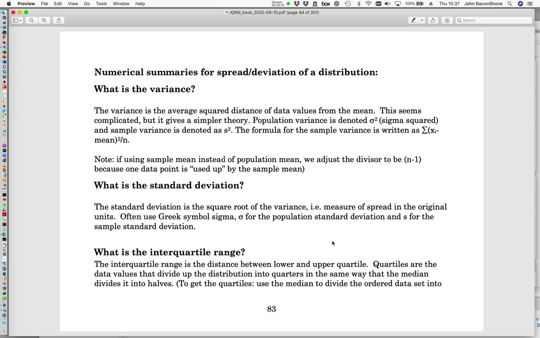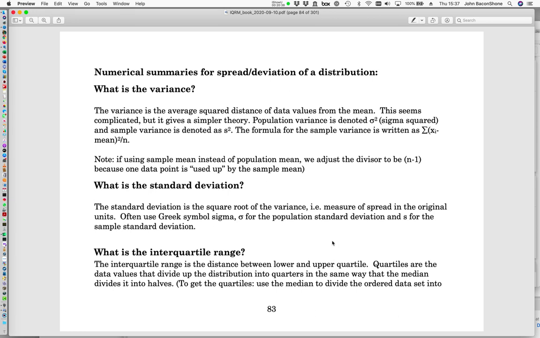Now, the population variance we usually denote as sigma squared. So this is one form of the Greek sigma. This is the lowercase sigma, which looks a bit like a 6. So sigma squared is the population variance. And the sample variance, so the variance calculated on the sample, is what we call S squared. And the formula for the sample variance is usually written as the summation of the squared deviations of xi's from the mean divided by n.